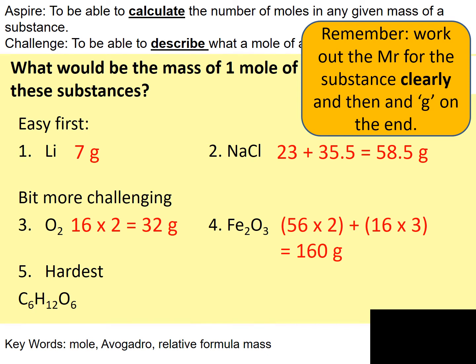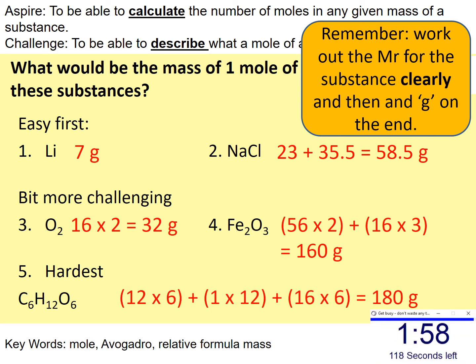And then the final challenging one, we have got 6 lots of 12 for all of those carbon atoms, 12 lots of 1 for the hydrogens, and 6 lots of 16 for the oxygen. It gives us a total molecular mass of 180, and then we convert that to grams for 1 mole of it. So well done if you got all of those correct.